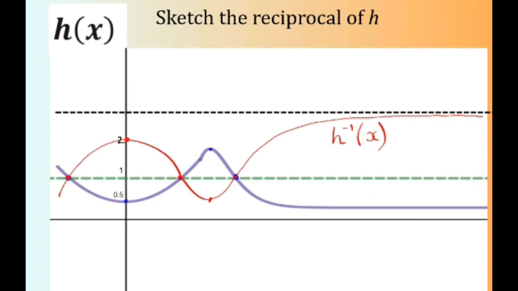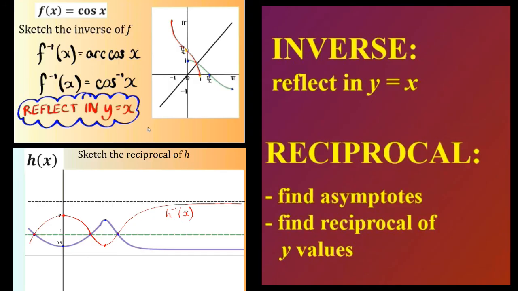So, to summarize, when we have an inverse, we reflect in y equals x. Reciprocal, look out for asymptotes, and also find the reciprocal of any known y values.